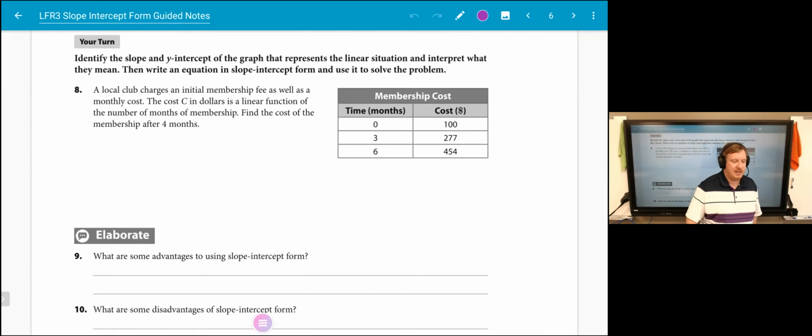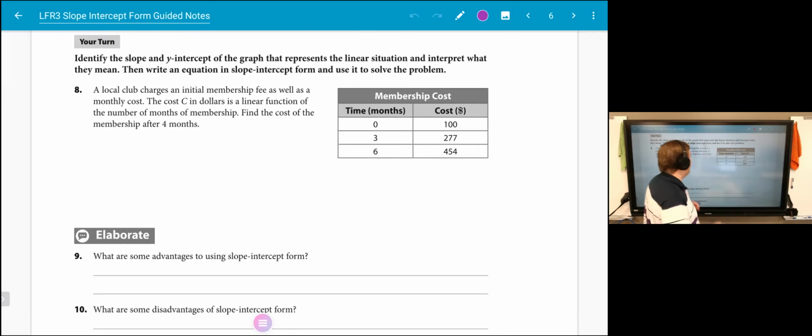Identify the slope and y-intercept of the graph that represents a linear situation and interpret what they mean. Then write an equation in slope-intercept form and use it to solve the problem. A local club charges an initial membership fee as well as a monthly cost. The cost C in dollars is a linear function of the number of months in the membership. Find the cost of the membership after 4 months. So we're going to call this one cost, C, and we're going to call time T. If you use different variables, that's okay. It did ask for C as cost.